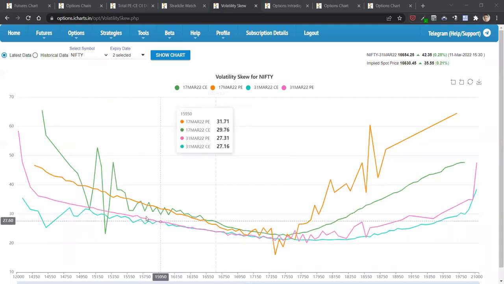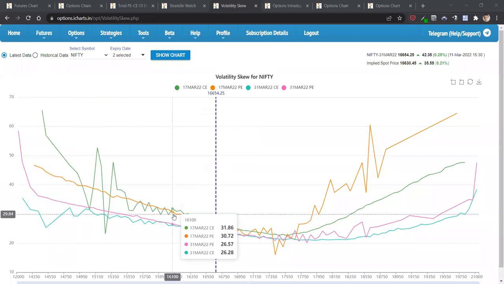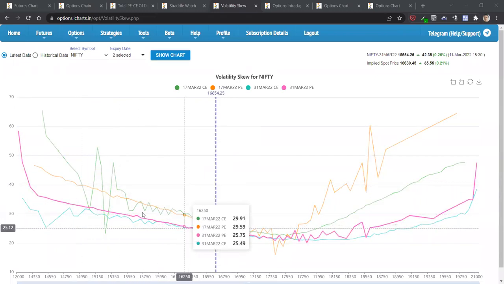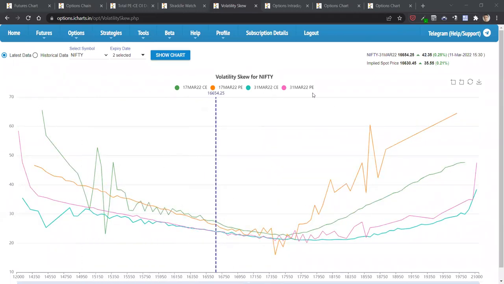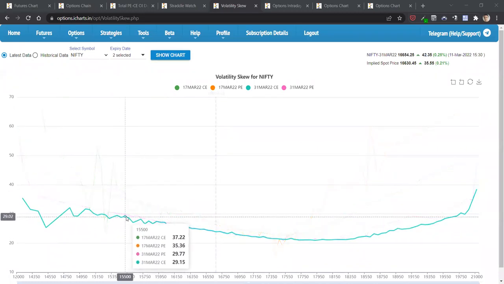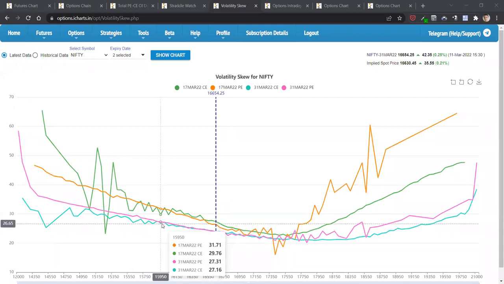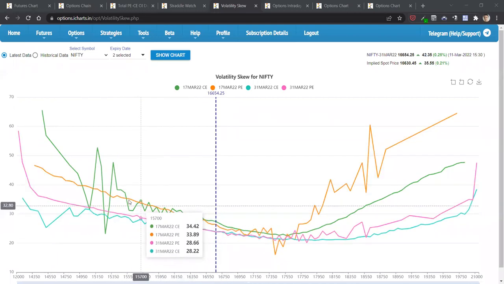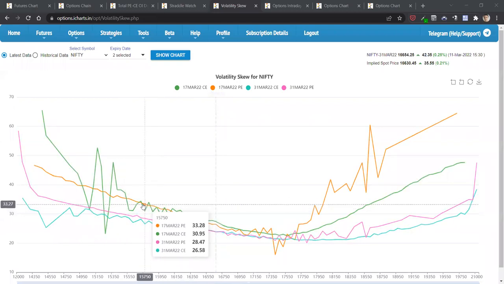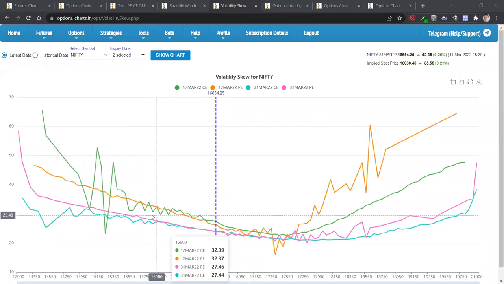Now, if you see, near-term expiries are going to be expensive. These 17th March lines are higher, so volatility is higher, whereas 31st March lines are lower, which means volatility is lower. So generally, for calendar spreads and diagonal spreads, that is how they are traded, where you short the near expiry options and you go long the far expiry options.